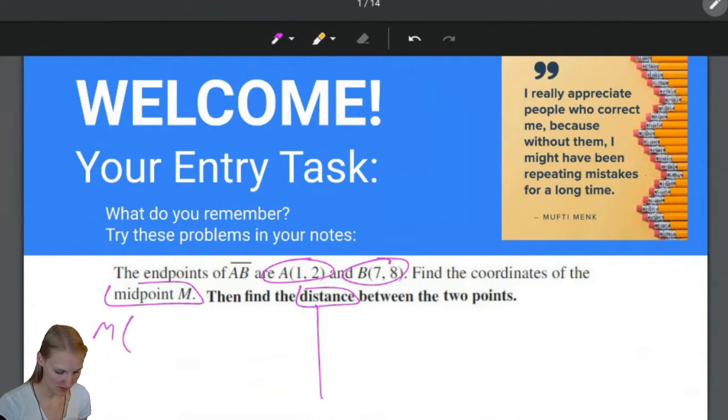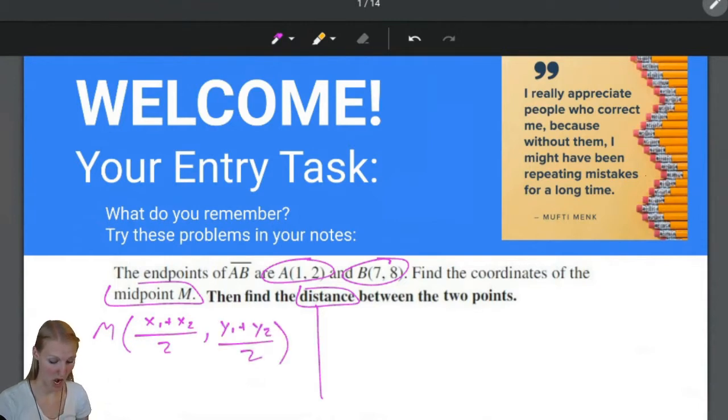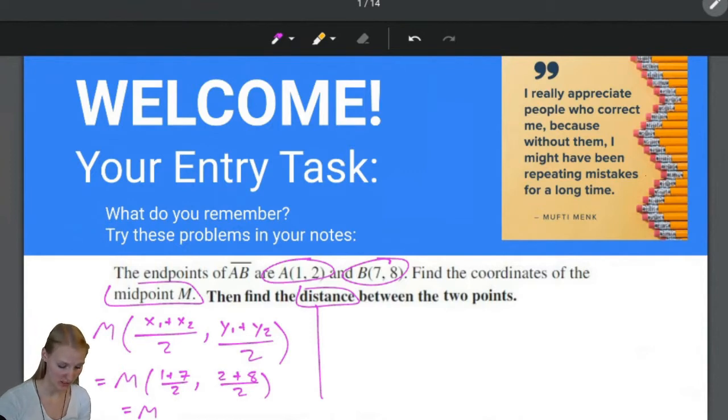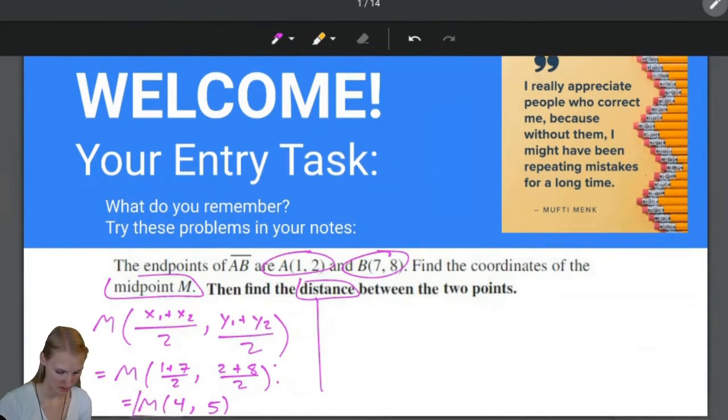Remember that the midpoint is the average of the x's, comma, the average of the y's. So what I'm going to do is take the x's, 1 plus 7 divided by 2, and the y's, 2 plus 8 divided by 2. And 1 plus 7 is 8. 8 divided by 2 is 4. 2 plus 8 is 10, and 10 divided by 2 is 5. So there is the midpoint of this segment. Beautiful.